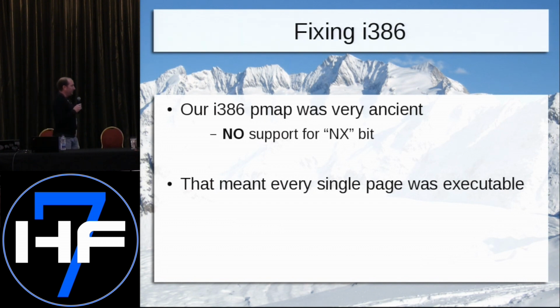So when I started looking at fixing WX in the kernel on i386, the first thing that you noticed right away was that our PMAP layer actually didn't even have support for the NX bit. There was no way to even turn it on. So if you can't turn it on, it doesn't matter what UVM tells the PMAP layer to do. If the PMAP layer can't turn the bit on, you're not going to get that kind of improvement. You're not going to get that kind of separation. The downside of this meant every single page in the system was executable.